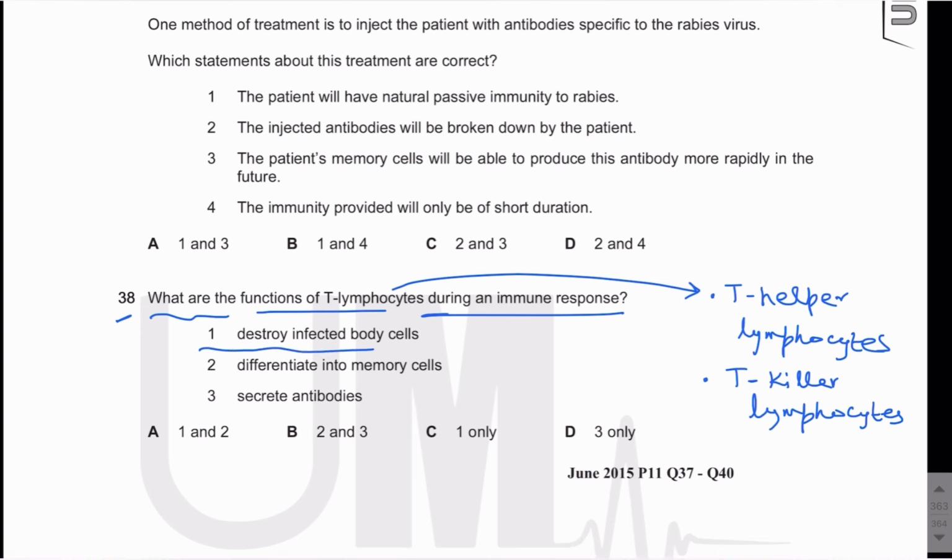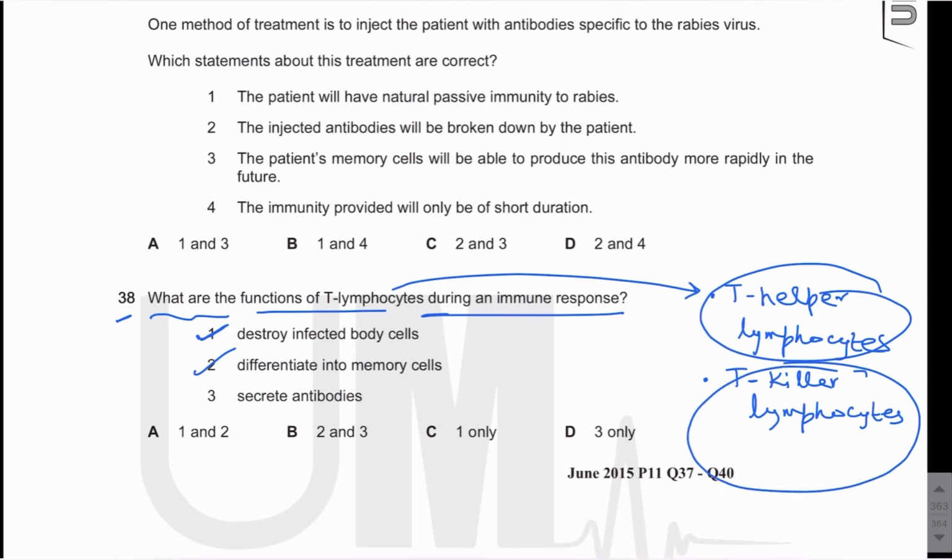Let's read the first statement. Destroy infected body cells. This is the function of T killer lymphocytes. What T killer lymphocytes do is destroy host cells which are infected by a virus, and T killer lymphocytes also destroy cancer cells. Differentiate into memory cells: both T helper lymphocytes and T killer lymphocytes differentiate or specialize into memory cells for secondary immune response, right?